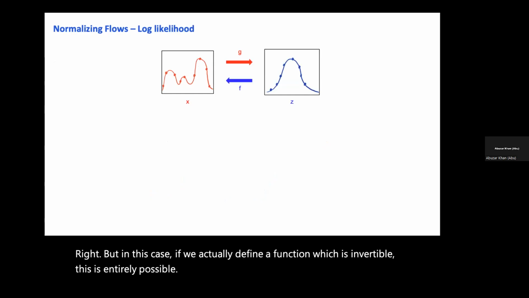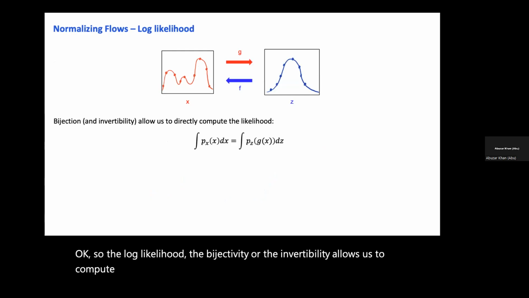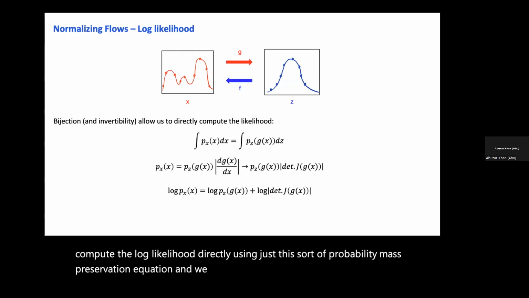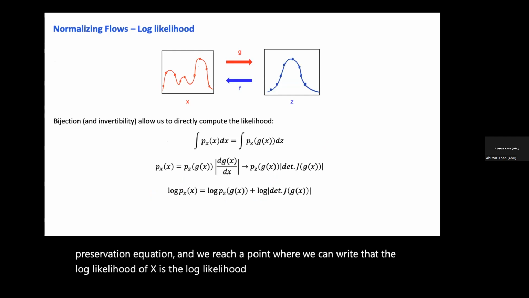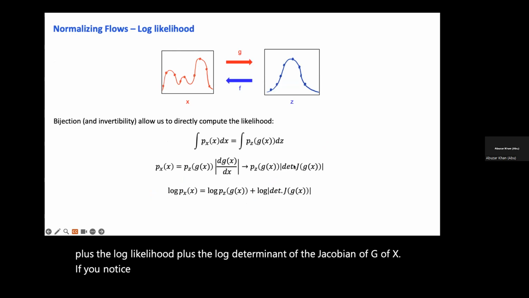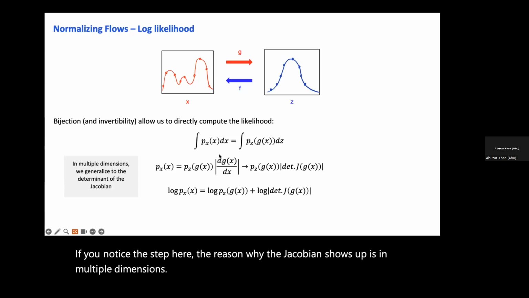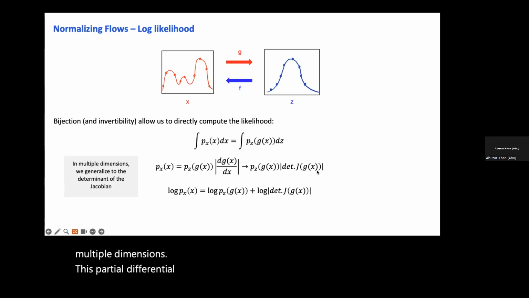Okay, so the bijectivity or the invertibility allows us to compute the log likelihood directly using just this sort of probability mass preservation equation. And we reach a point where we can write that the log likelihood of X is the log likelihood of Z, which is defined by G of X here, plus the log determinant of the Jacobian of G of X. The reason why this Jacobian shows up is that in multiple dimensions, this partial differential turns into the determinant of the Jacobian.